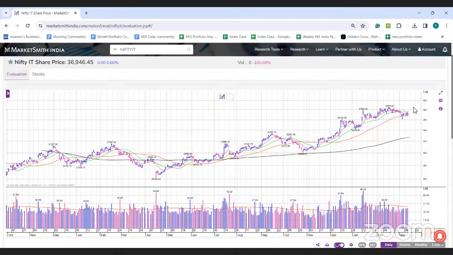IT is the second largest contributor in the Nifty. तो सबसे largest contribution है वो banking stock से आता है Nifty में, and IT is at number 2. So if the leading IT stocks perform well, then we might see some help for the Nifty as well, and Nifty can also move to a fresh high.